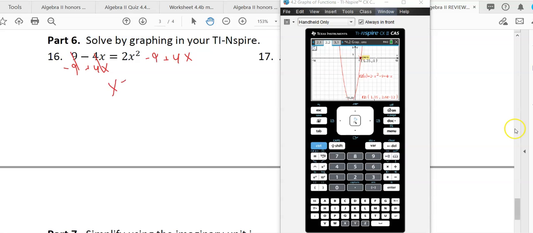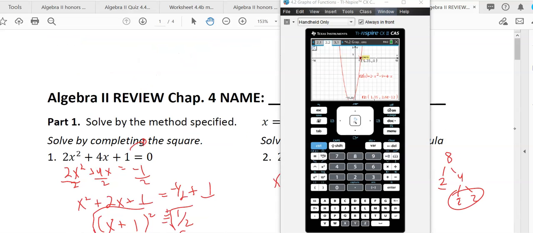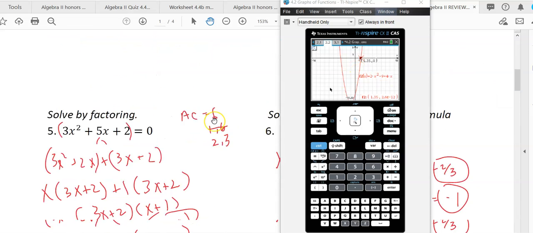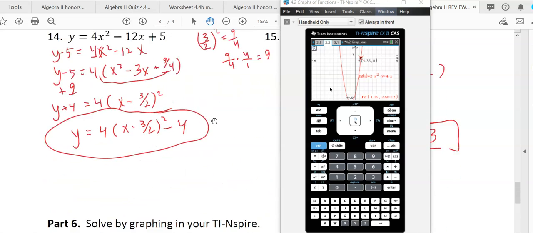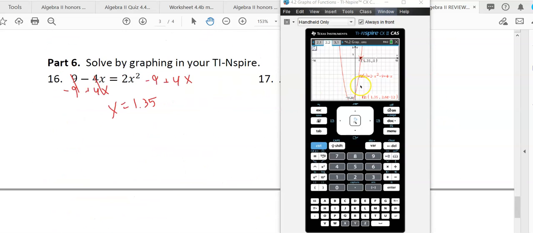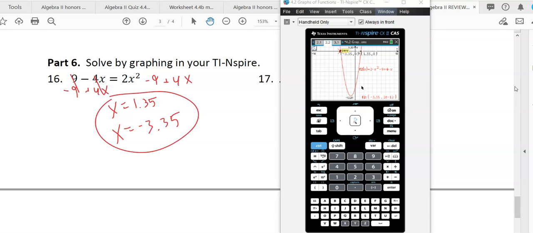And you're going to use the trace command, menu 5.1. 1.35, so x equals 1.35. That's one of the x values for the zero. And let's get this other one. So if you're over here, cursor to the left, x equals what? Negative 3.35. X equals negative 3.35 is the other solution.